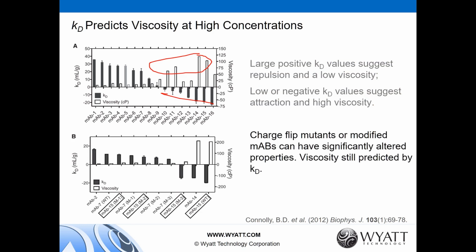And interestingly enough, it doesn't take very much to flip the behavior. A single charge flip mutant, shown here, can easily vary the behavior between repulsive and low viscosity to attractive and high viscosity. So here are the attractive KDs with their corresponding high viscosities. This is a really great way to screen through lots of different candidates and mutants and formulations. And this material was taken from a paper published by Connolly and colleagues in 2012.